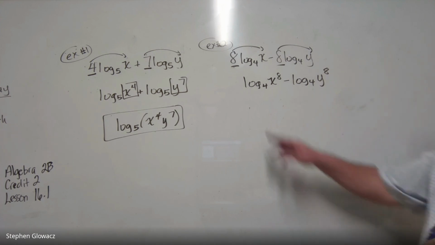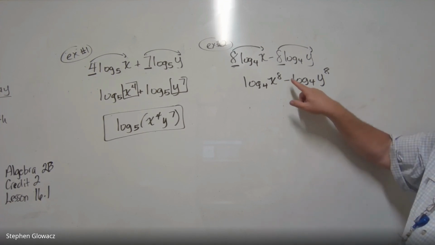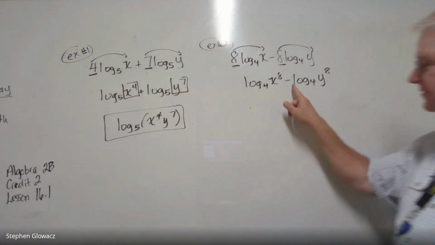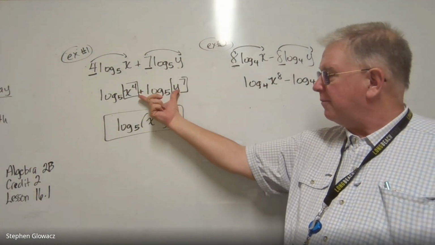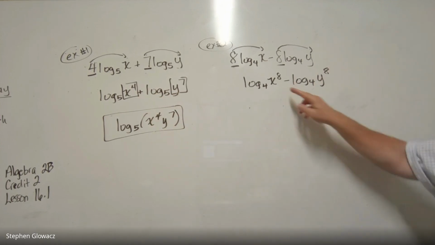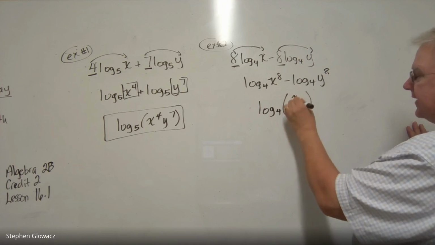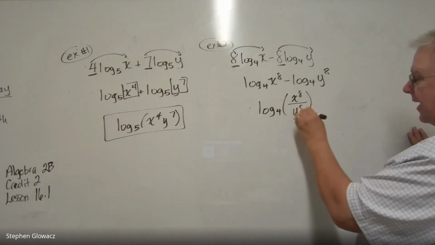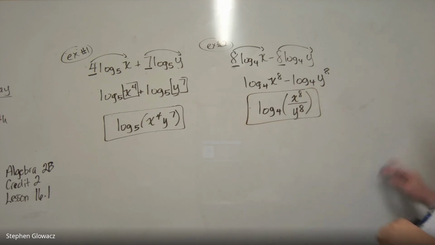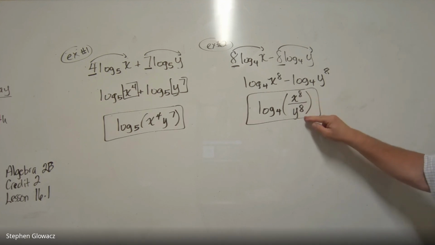And so we've taken those coefficients and written them as the exponents. So now, our second and final step, notice here, instead of addition, we have subtraction. So recall with addition, we write as a single logarithm by multiplying those terms. When it's subtraction, we write as a single logarithm by dividing those terms. So we have x to the 8th divided by, remember fraction bar indicates division, y to the 8th. And so our final answer, log base 4 of x to the 8th divided by y to the 8th power.